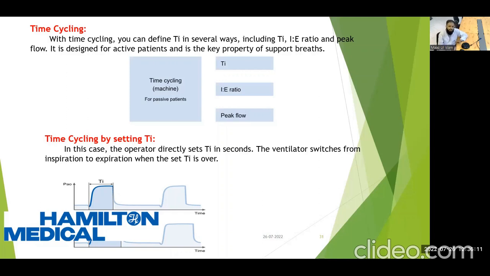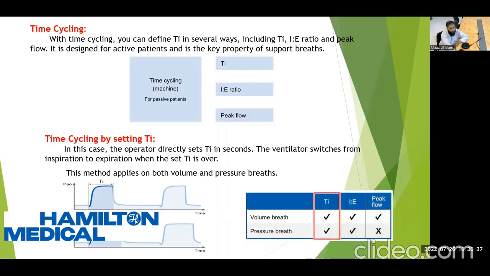So time cycling works by setting TI. In this case, the operator directly sets the TI in seconds. The ventilator switches from inspiration to expiration when the set TI is over. Here the set TI is over and TE is going to start. This method applies to both volume and pressure breaths.